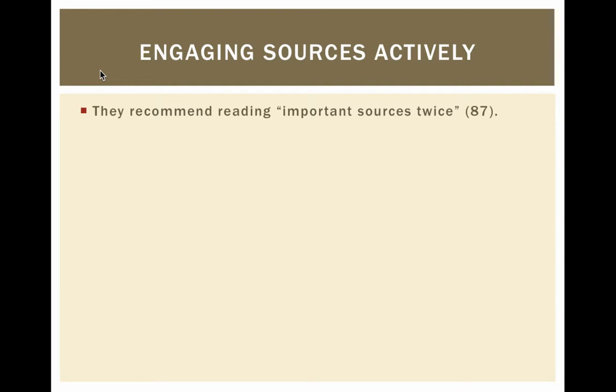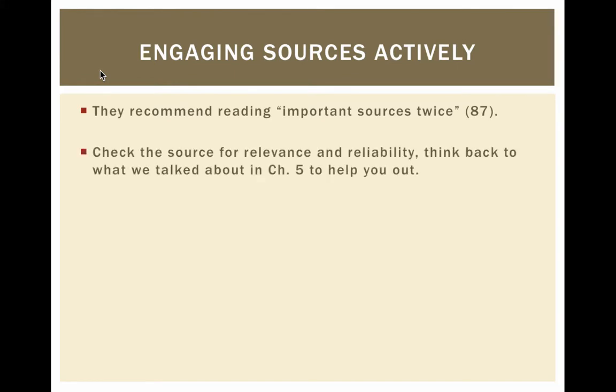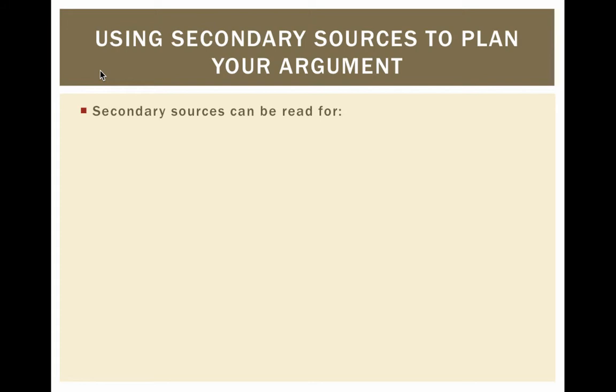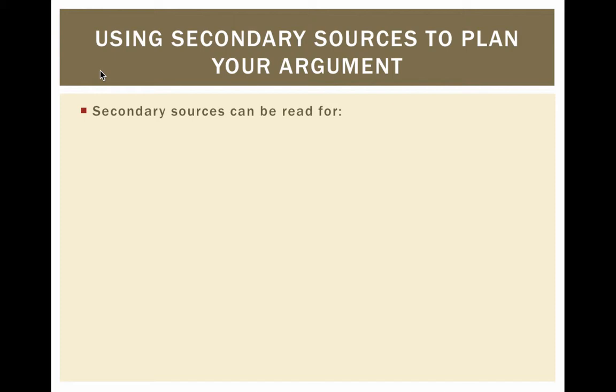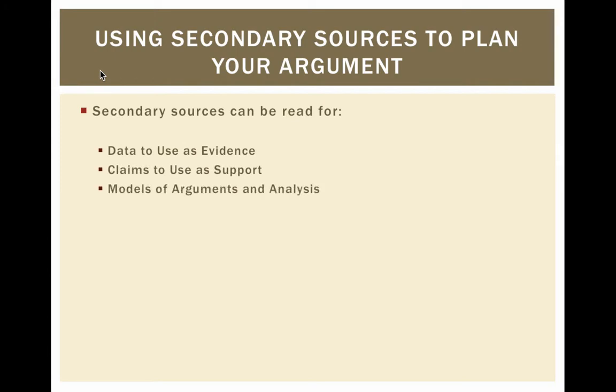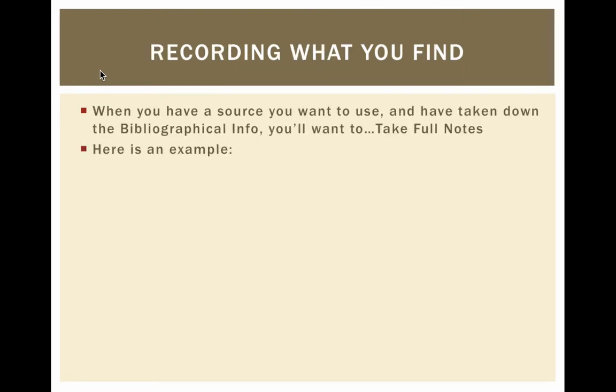All right. Now, of course, they recommend reading important sources twice. You also want to check any sources for reliability, like we talked about in Chapter 5. For using secondary sources in any case, that's engaging sources actively. When you engage secondary sources to plan your argument, you want to make sure that you read for data to use as evidence, claims to use as support, models of arguments and analysis, to help you define your problem, and arguments to respond to.